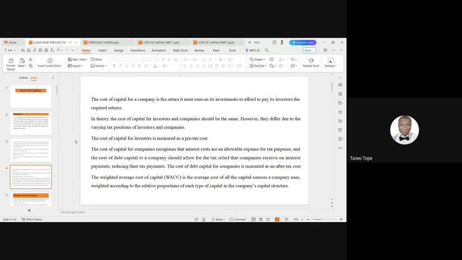So the weighted average cost of capital is the average cost of all the capital sources a company uses. For example, company XYZ can have a capital structure consisting of debt and equity. That is, what are the components of its capital? It's borrowing, it's also issuing out shares for the public to subscribe to. So it means when you look at the proportion of its capital structure, it consists of debt and equity. Some organizations are just equity finance, only financed by equity.